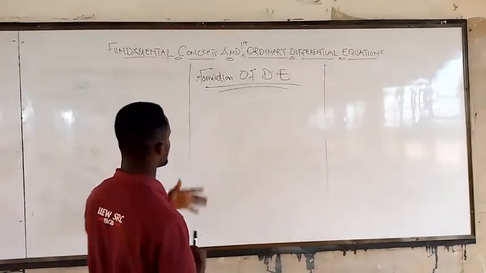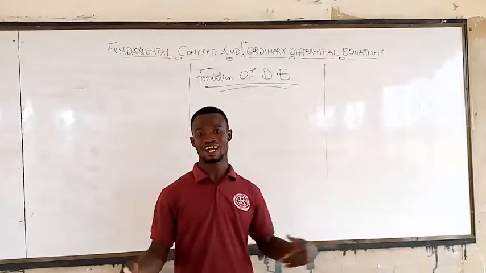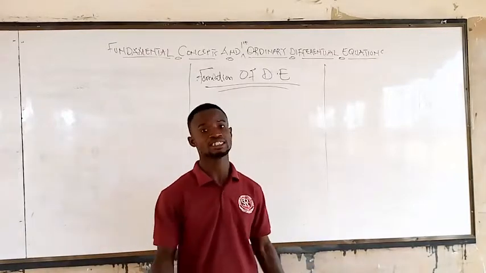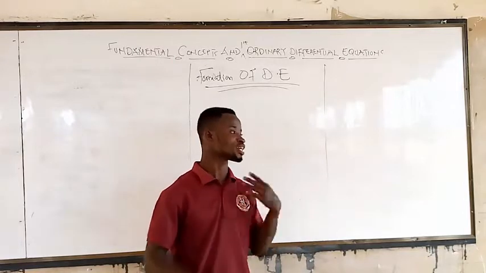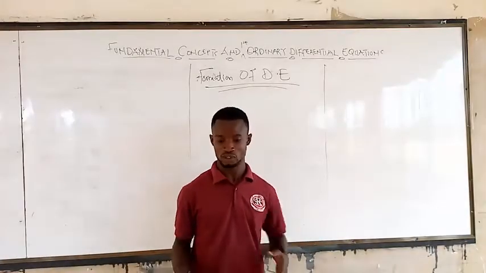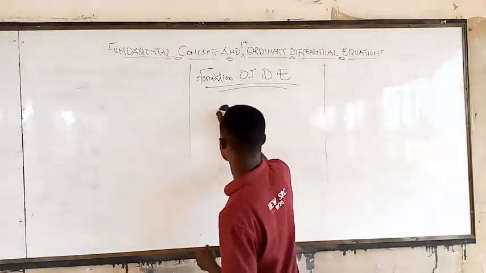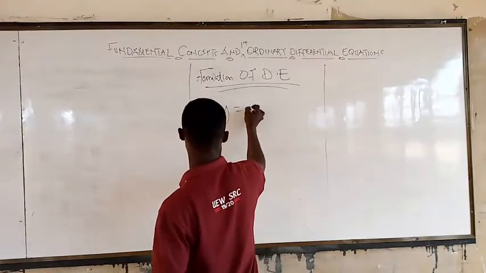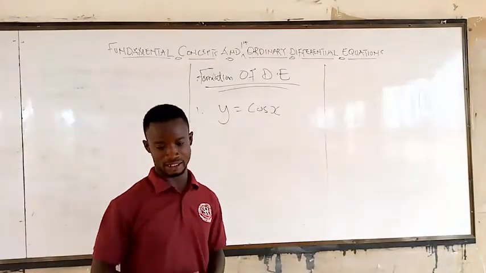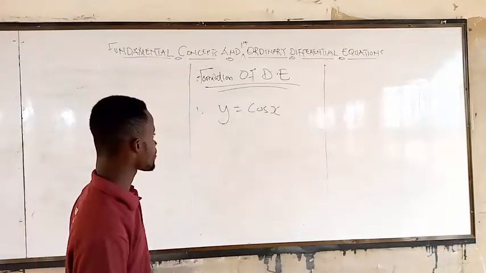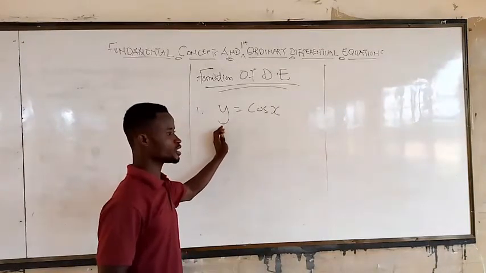Alright, let's combine it with formation of differential equation in this video. Now, when we are going to form a differential equation, it's just simple. Any equation which is in terms of the first derivative, second derivative, third derivative is a differential equation. So let's look at this question. Use the function y is equal to cos x to form a differential equation.